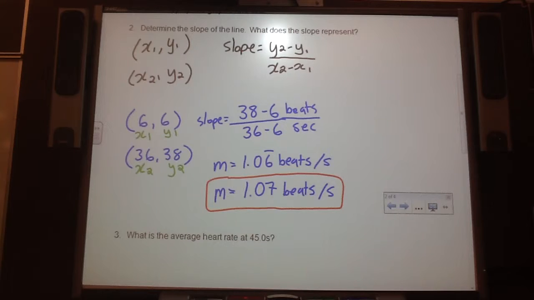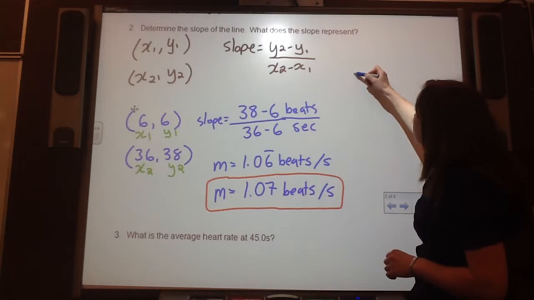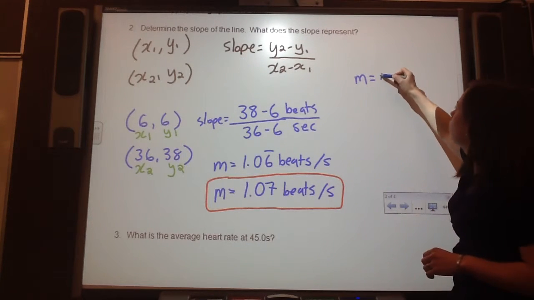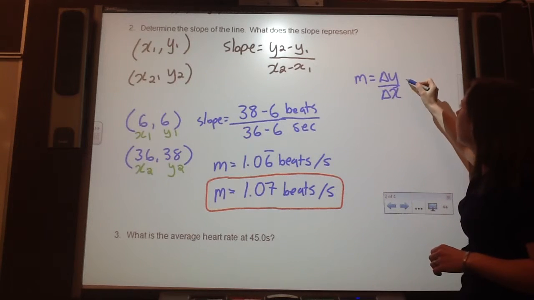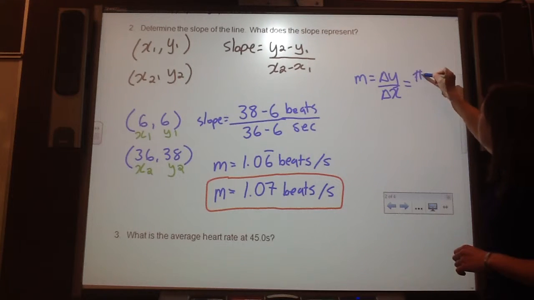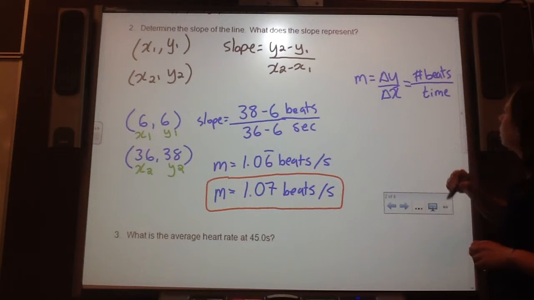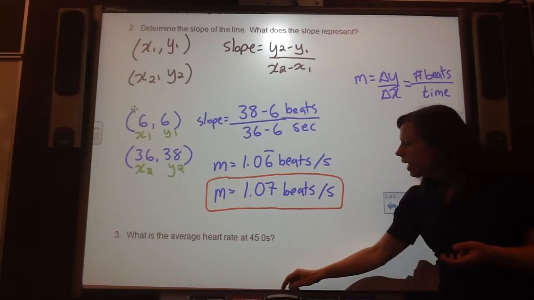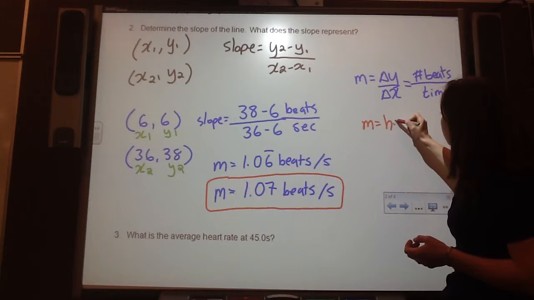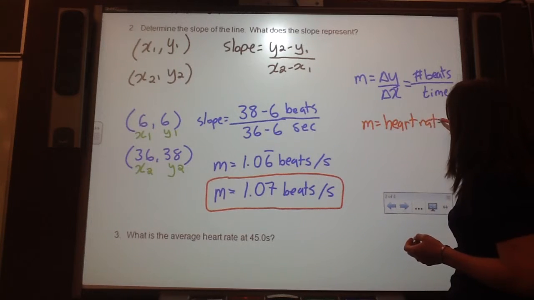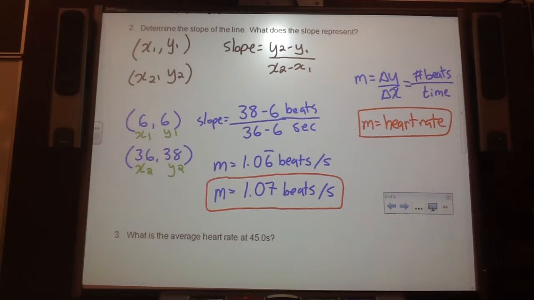The next part of the question is what does the slope represent? So that means we need to think about it a little deeper here. So if we go back and think, okay, well, slope is equal to the change in y over the change in x, as we have discussed. The change in y is number of beats, and the change in x is time. Beats per second. So what is that? M is equal to heart rate. Okay, that's the information it's giving us. So when we look at this graph then, what we're analyzing is heart rate. Okay?